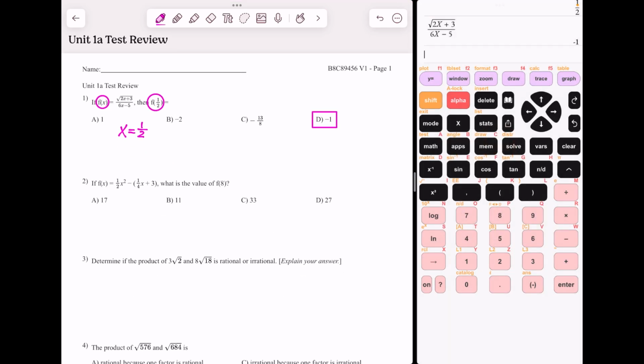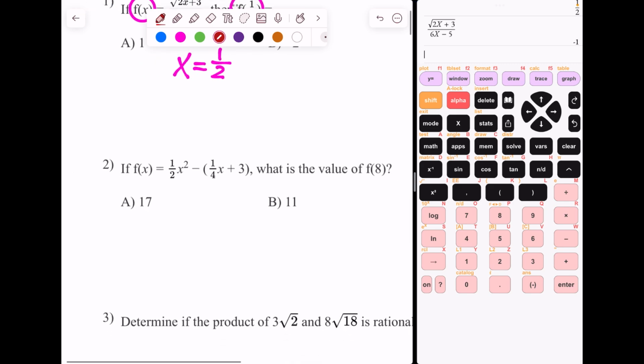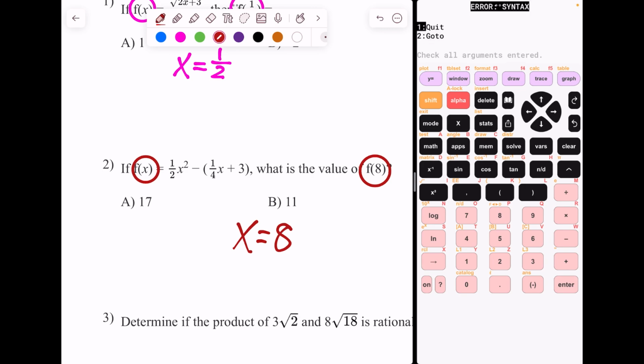Very nice. All right, now let's look at question 2. Question 2 is very similar to what we were just doing, where we were told what f of x equals. Don't even worry about what that means. And we were told that we want to find the value of f of 8. All this means is that x equals 8. So I'm going to tell my calculator that x is equal to 8.